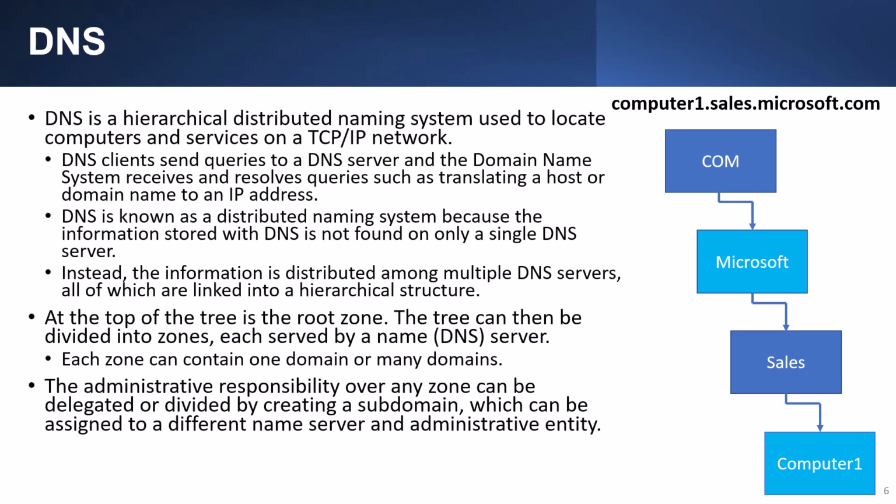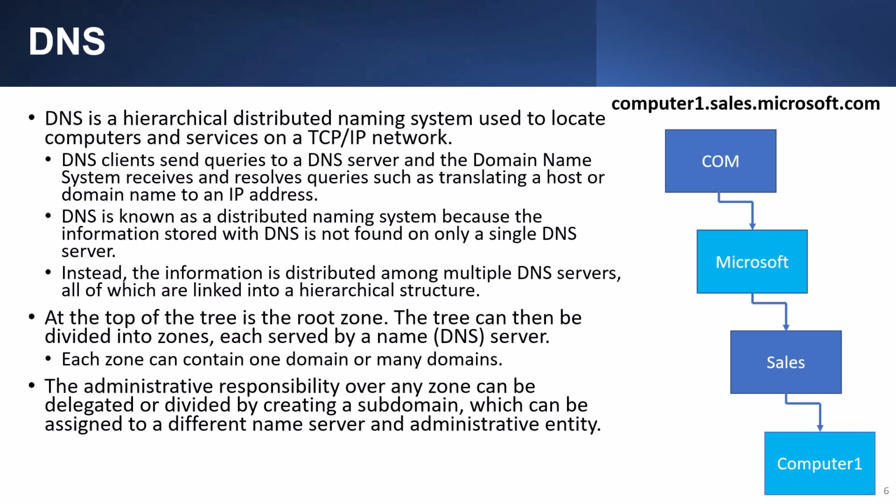DNS is a hierarchical distributed naming system used to locate computers and services on a TCP/IP network. DNS clients send queries to a DNS server, and the domain name system receives and resolves queries such as translating a host or domain name to an IP address. DNS is known as a distributed naming system because the information stored with DNS is not found on only a single DNS server. Instead, the information is distributed among multiple DNS servers, all of which are linked to a hierarchy structure. At the top of the tree is the root zone.